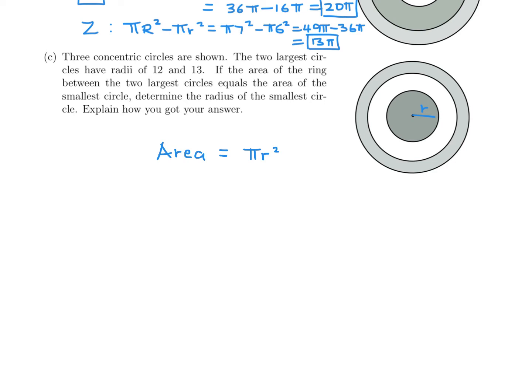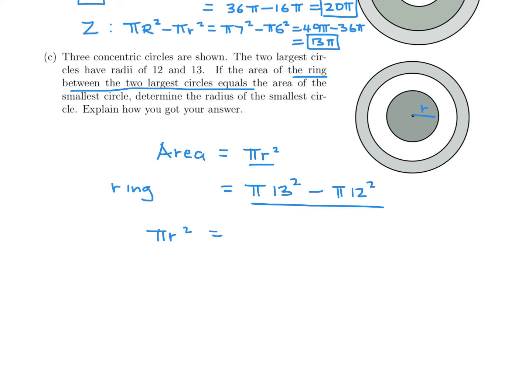And then the area of the ring between those two largest circles, we'll just call it ring. That's calculated by subtracting the two circles: pi r squared, where r is 13, minus pi r squared, where r is 12. And these two have to be equal. So pi r squared is going to be equal to 169 pi minus 144 pi. The pi's all cancel, so you get r squared is equal to 169 minus 144, which is 25. And therefore r would be the square root of 25, which is 5. And that's it.